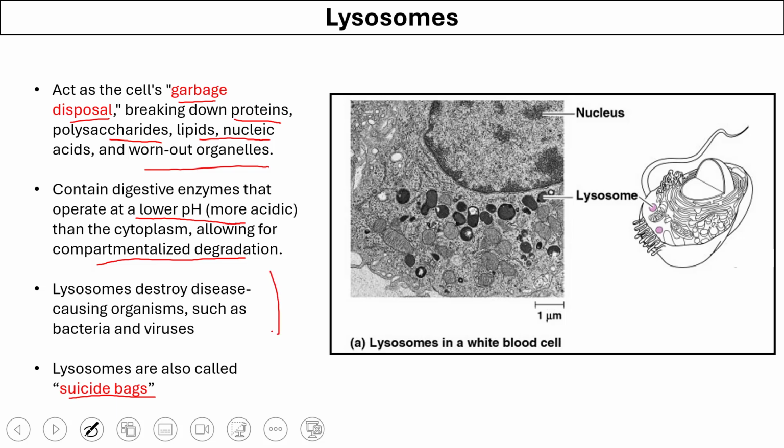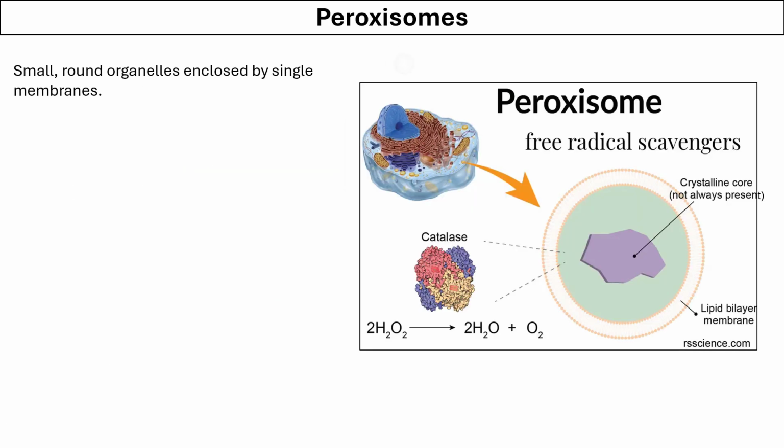Lysosomes destroy several pathogens such as bacteria and viruses. Thus, they also act as the defense of a cell. Since we have mentioned that the vesicles which arise from Golgi apparatus can form lysosomes or peroxisomes, we have just talked about lysosomes. Now let's see what peroxisomes are.